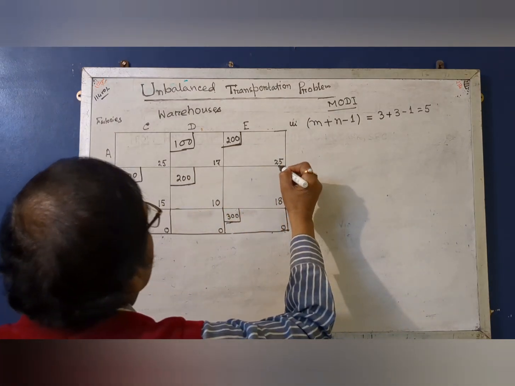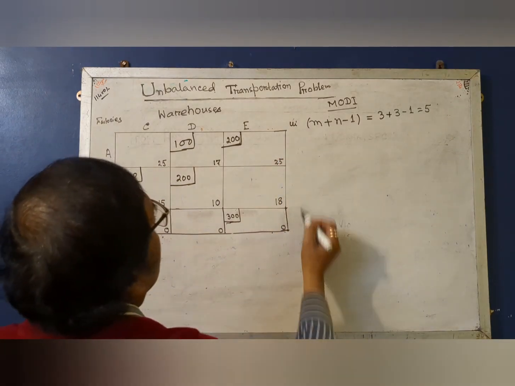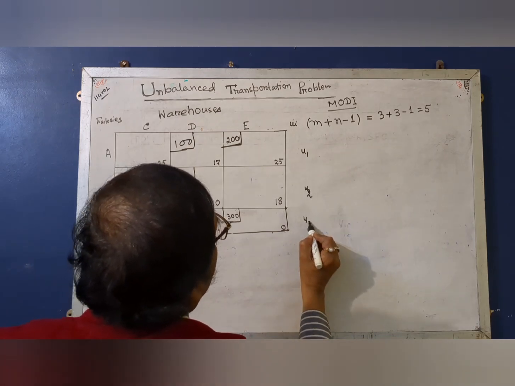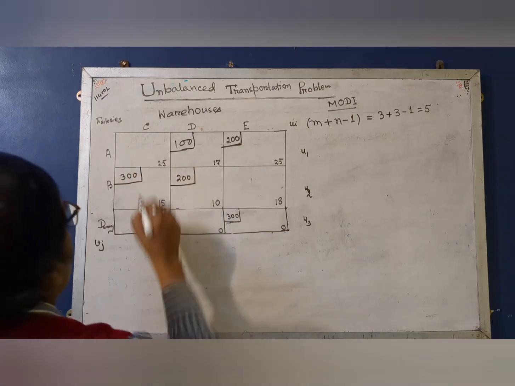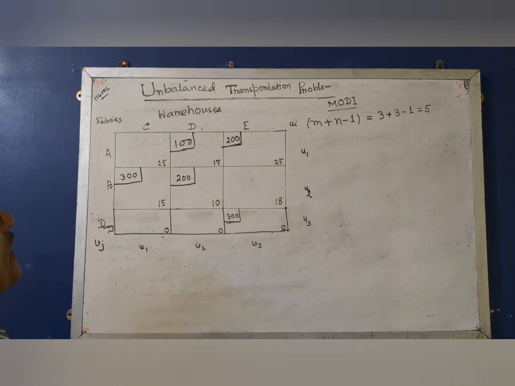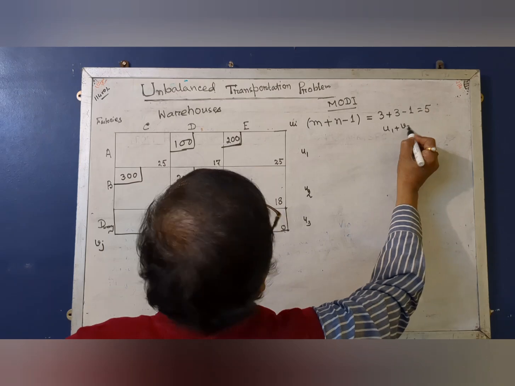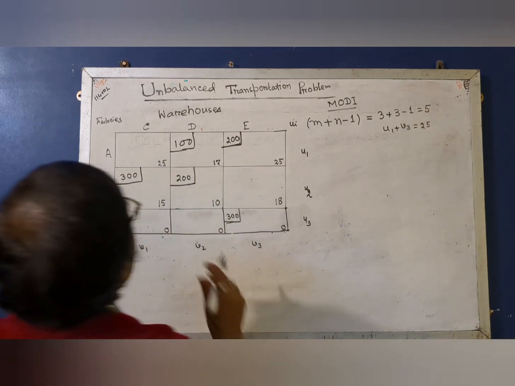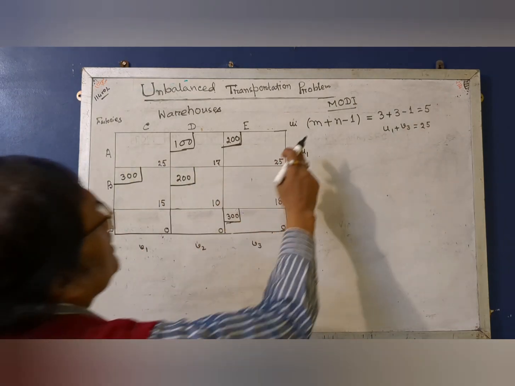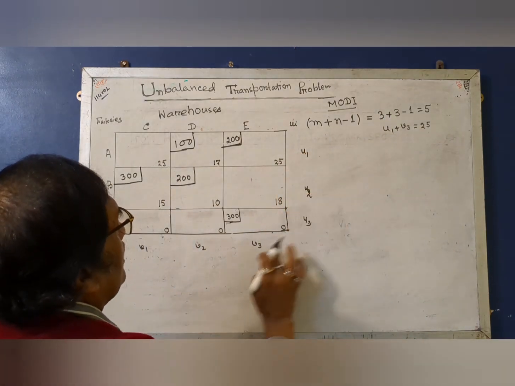You have to divide the cost for the basic cells into 2 variables. That is called dual variables. Here I am writing Ui, that is U1, U2 and U3, and the other variables are noted by Vj, that is V1, V2 and V3. By forming equations, for 25, the equation will be U1 plus V3 is equal to 25. In this way you will get 5 equations, but there are 6 variables, 3 plus 3.